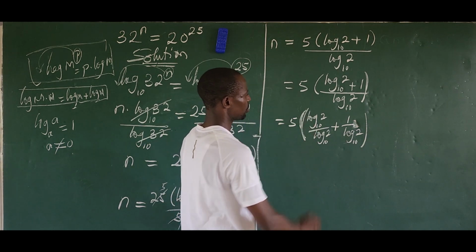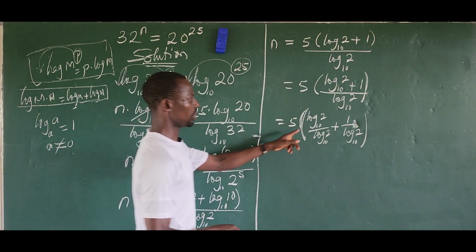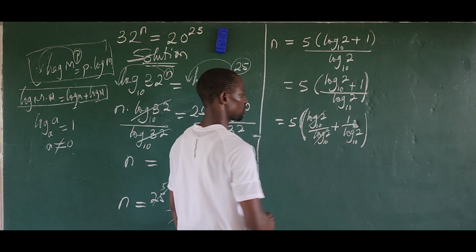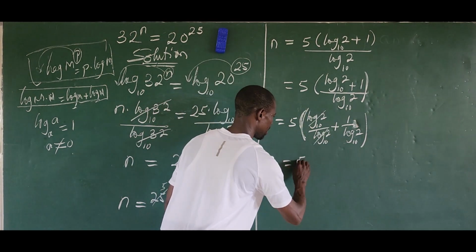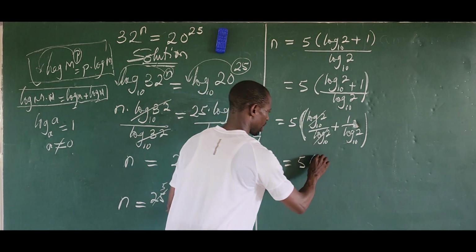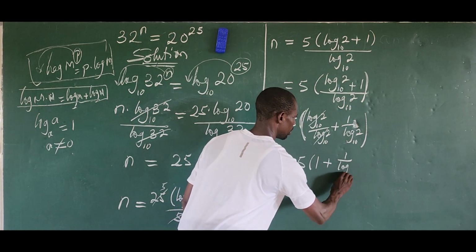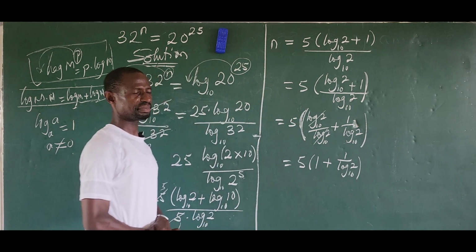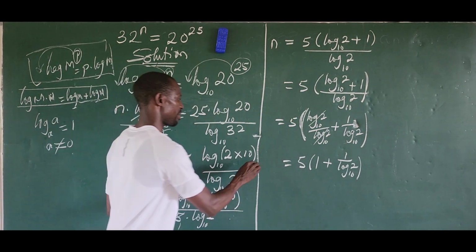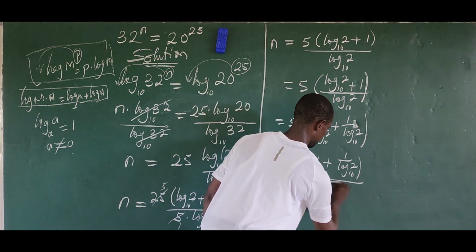All right, so this expression we have here is the same thing as this. So log 2 base 10 over log 2 base 10 will give us 1. So we now have this to be 5 into, here we're going to have 1, plus 1 all over log 2 base 10, close bracket. Okay? So therefore, our final value of n is this.